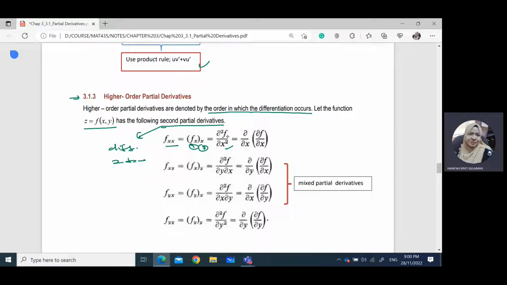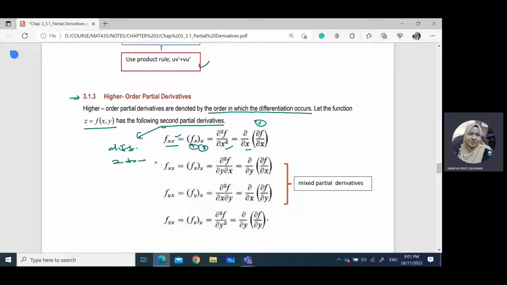Del squared f over del x squared. So this means second order partial derivative respect to x. Okay, and then we have another notation ataupun this one. So first order derivative respect to x, and then we differentiate for the second order on the derivative respect to x. Yang ini. So maknanya selepas you dah differentiate, you differentiatekan lagi respect to x. Okay, so ini adalah memberi maksud yang sama lah. Kalau you letak f sub x ni, kita tahu lah this one is about second order.